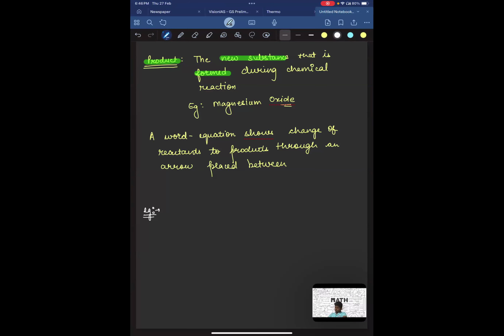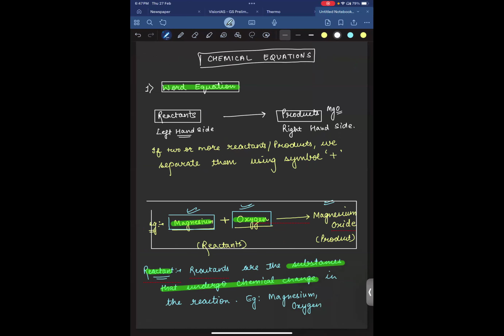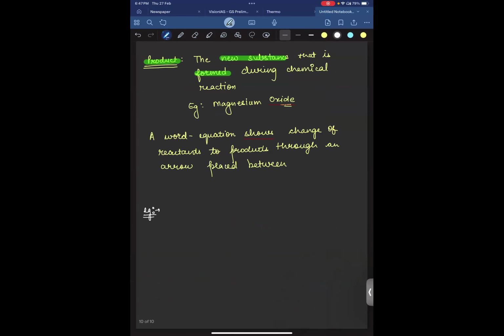But writing every time in the form of a word equation is also not preferred by scientists or people who use chemistry in daily life. So they use an even shorter form to write these chemical equations. And for that, you must know the chemical formulas first.